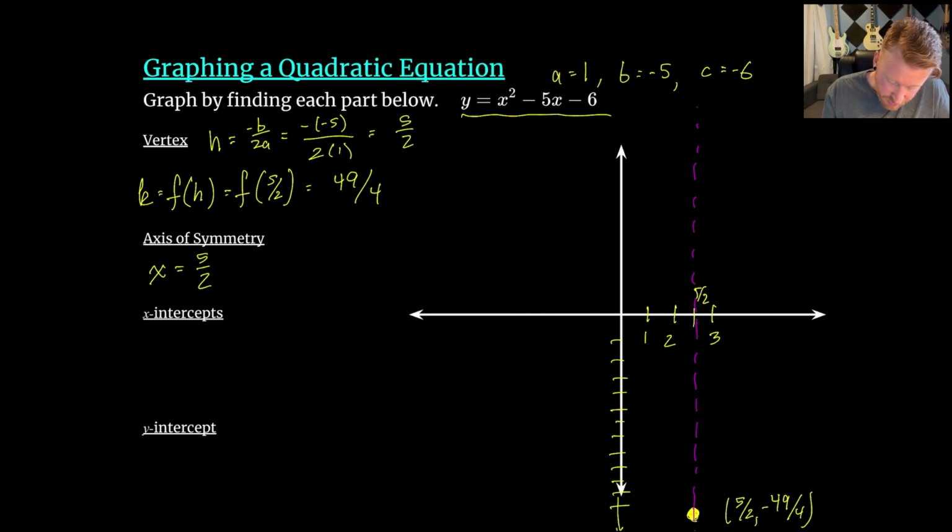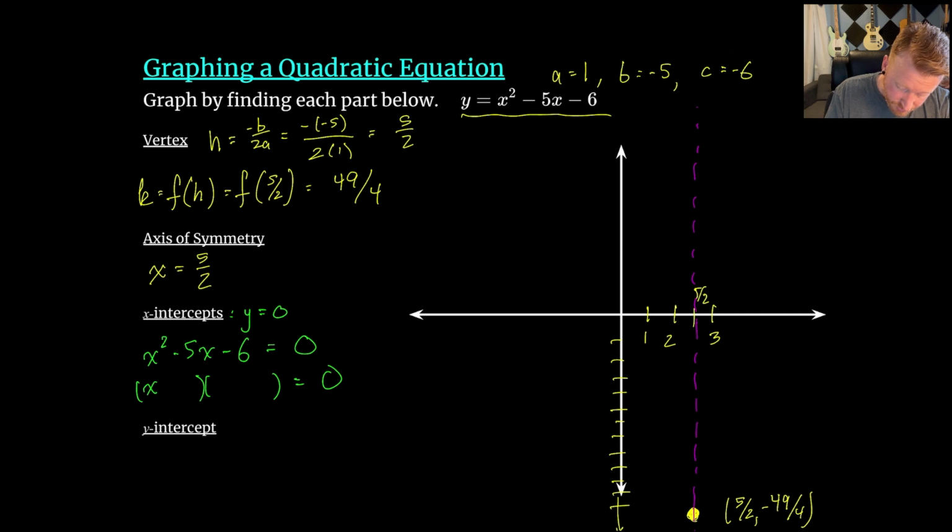Okay, so next we will look for our intercepts. Maybe we'll do this in green. Looking for the x-intercepts: the x-intercepts are when the y value is equal to 0. I always like to write this down as a reminder, but what this tells me is that I need to solve x squared minus 5x minus 6 equals 0. I think this should factor as x minus 6, x plus 1 equals 0, which tells me that x equals 6 or x equals negative 1.